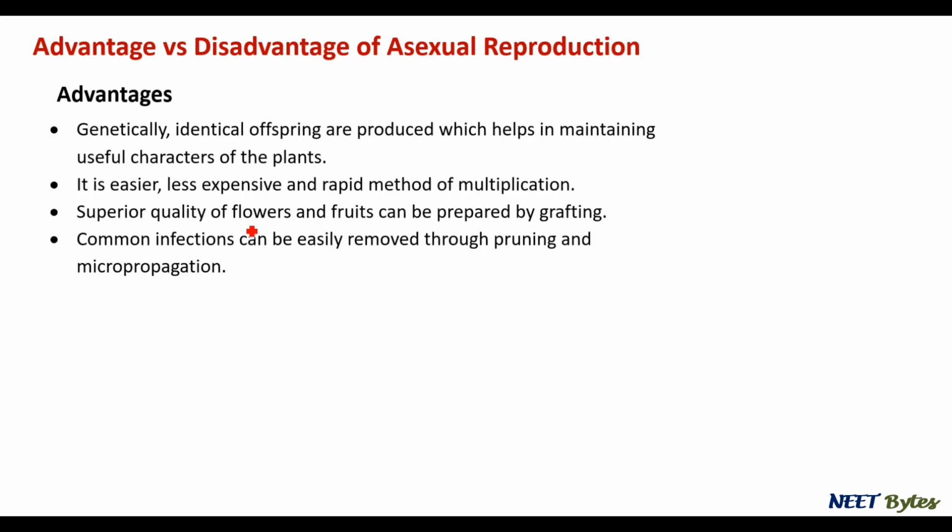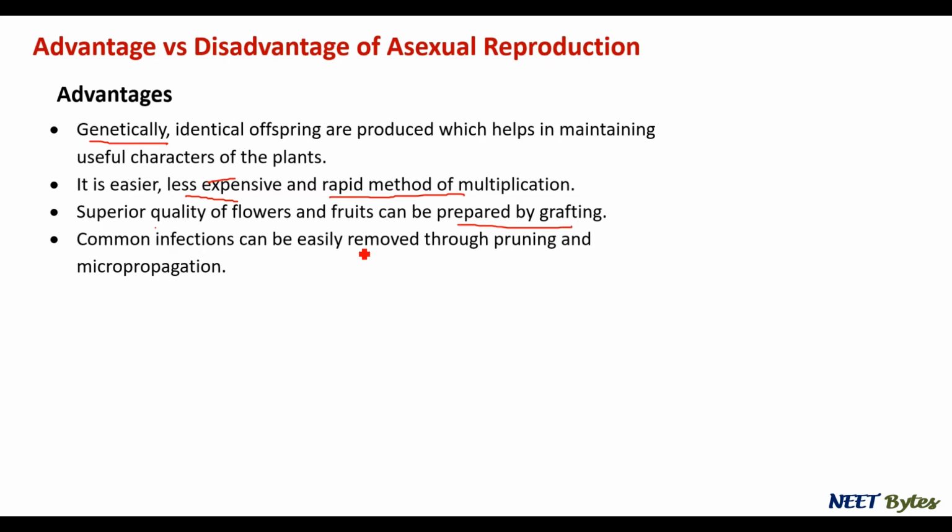Now let's talk about the advantages. One of the advantages of asexual reproduction is that we are going to get genetically identical plants. Moreover, it is less expensive, and it is a rapid method of multiplication. And the quality of the fruits and flowers can be improved by grafting. And through it, common infection can be easily taken care of. Right, so these are the advantages.